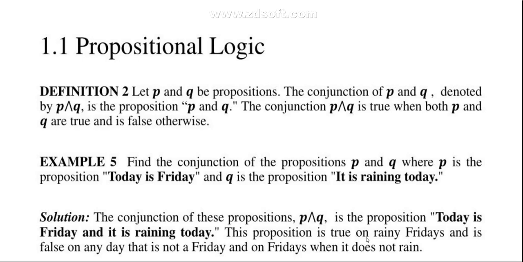So this proposition is true on a rainy Friday, and it's false on any day that is not a Friday. If you say today is a Friday and it's raining today, it's okay. But if you say today is not a Friday and it is raining today, it will be wrong. It will not be a true conjunction. So you must always make a true conjunction.